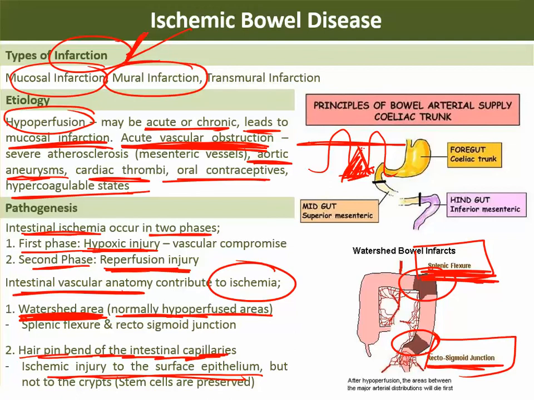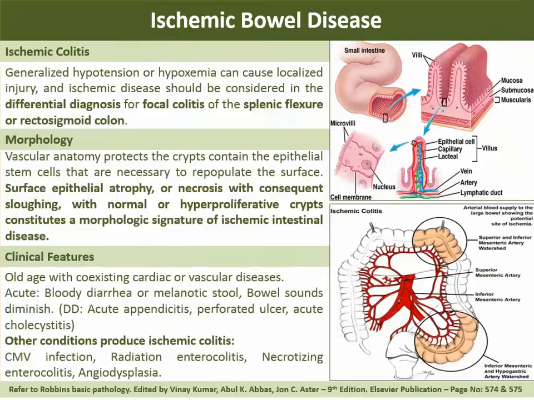That is not affected, so it's very, very important. That's why our intestinal epithelium can regenerate. If the crypts are destroyed, the intestinal epithelium cannot regenerate, so it will go for complete fibrosis.